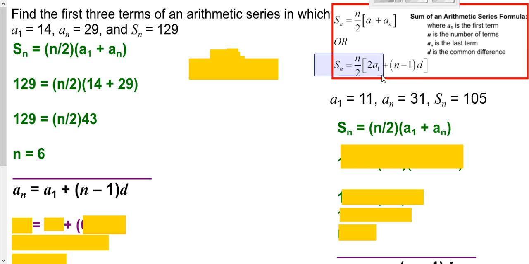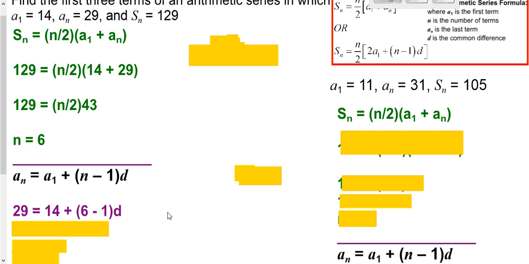I just figured out the n right here. You were given the a sub 1, and we just figured out n, and I could find my difference. But I would prefer to go back and use this one here, because it's a simpler formula. Once again, my a sub n I was given is 29. My first term I was given in the problem is 14. And I just figured out n, so I'll plug that in, and now I can find my difference.